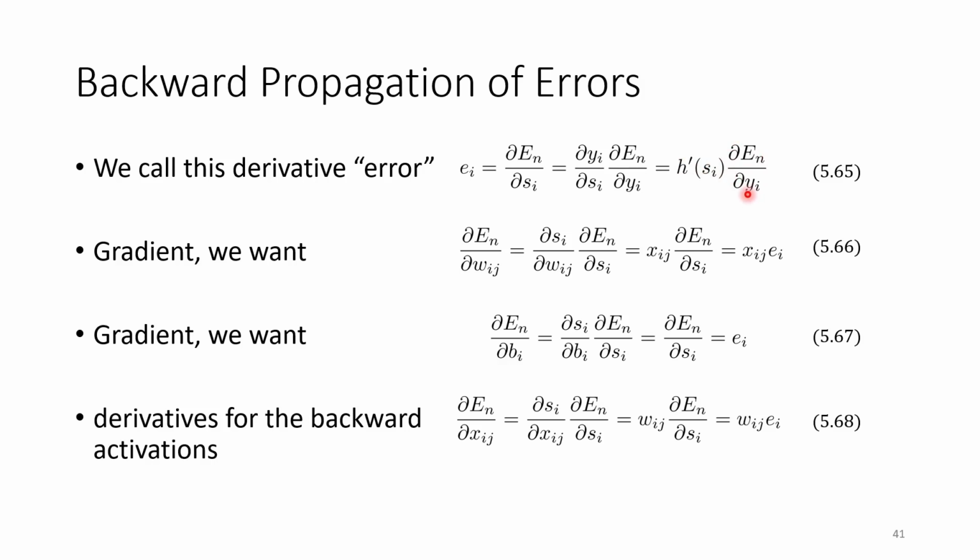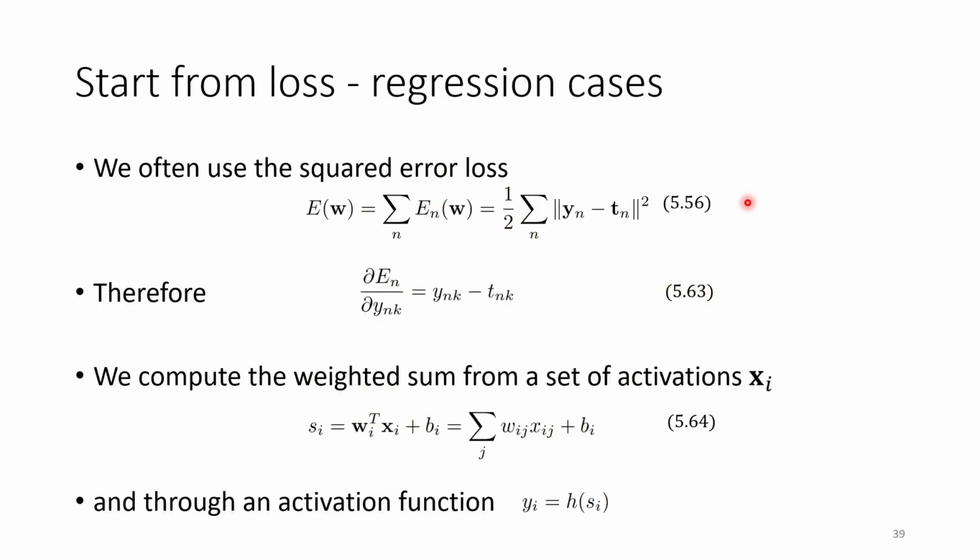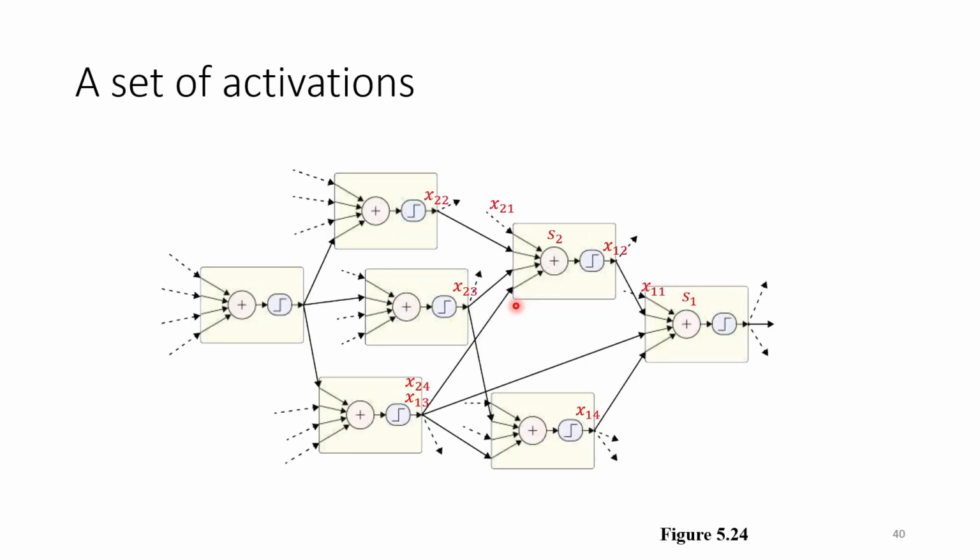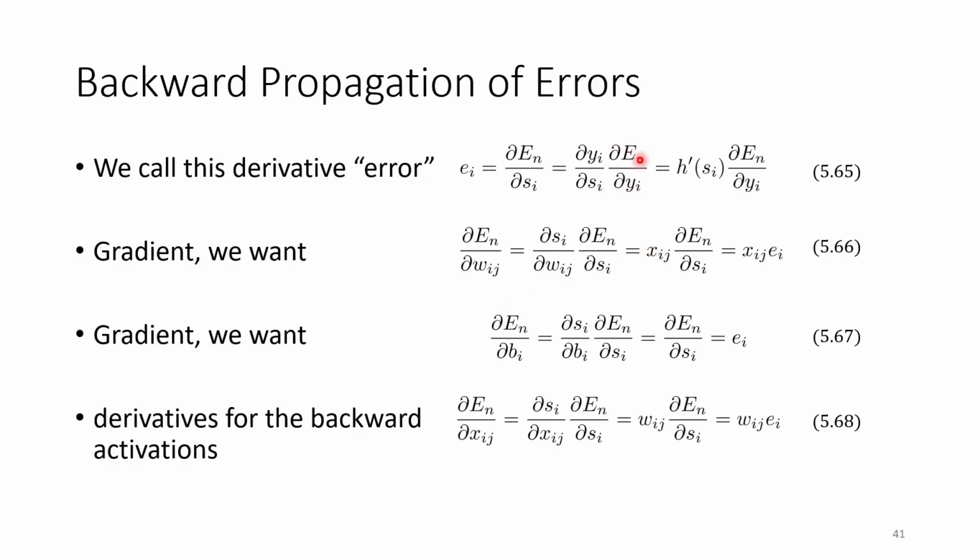So this term is here: the error, dE/dy, is the value of y minus t_nk. So we have this term and we have this term, so we can calculate the error term.